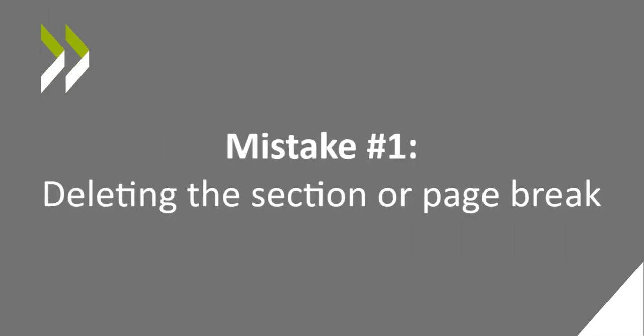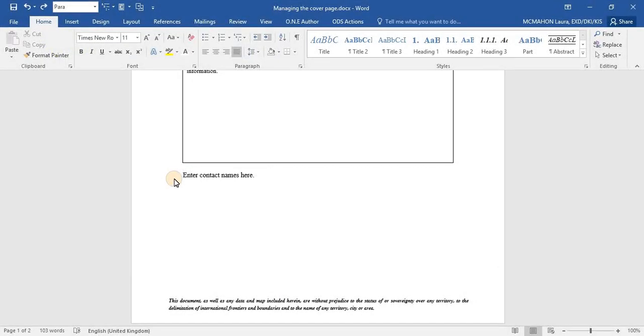Mistake number 1. Deleting the section break or the page break on the cover page. In Word, all cover pages must have a page break. It is crucial that it remains present in your O.N.E document. Consider leaving the paragraph markers displayed while working on the cover page to be sure you can see the page break and will not inadvertently delete it. It is also important that the section break remains present, as this controls the header.